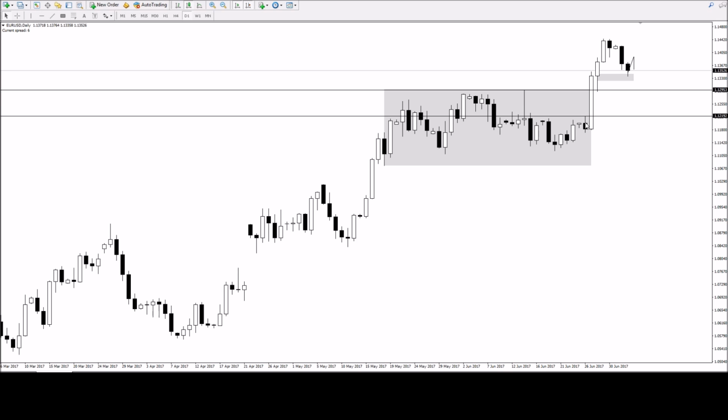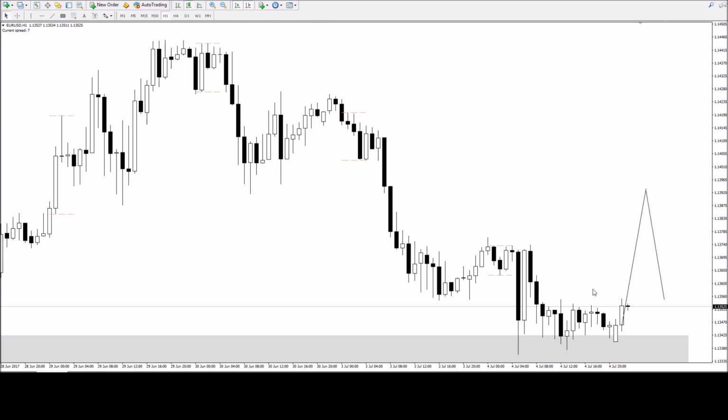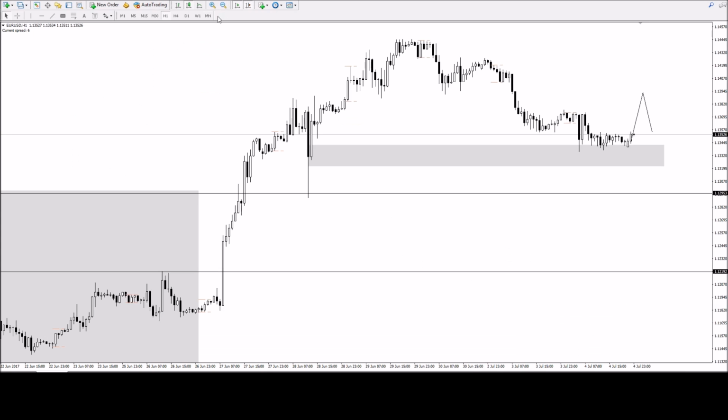Okay, this was the last point. This is resistance. So all the way back down there. But the ideal scenario would be if we just stayed above there, and then we hunt for longs, and then long targets. I mean, this does not look like a top to me. This high here does not look like a top to me.